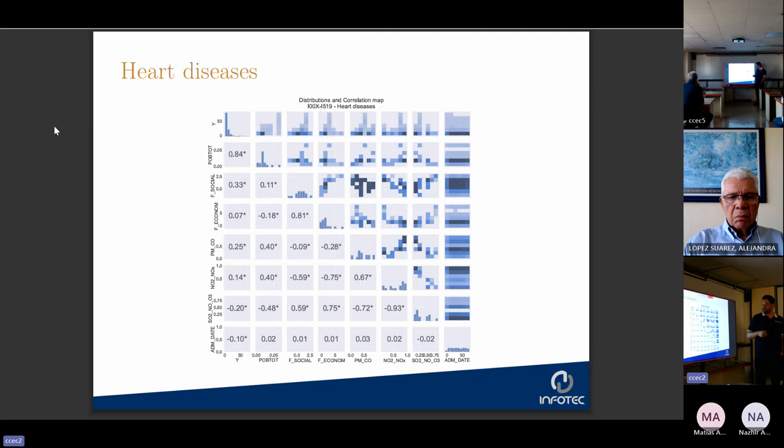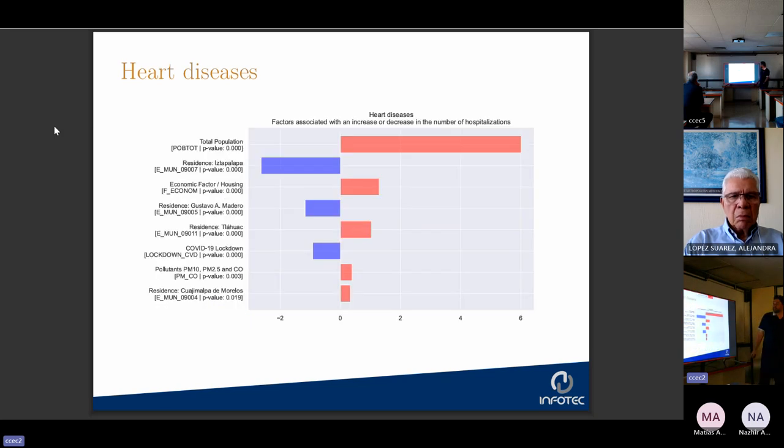We are using regression models. This is the final result of the iterative model. All these variables are statistically significant. The most important one in increasing the number of hospitalizations is the total population. But you can also see the economic factor has an importance in this model. Also, we can see that the COVID lockdown reduces the number of cases, and the pollutants, specifically PM and CO, also increase the number of hospitalizations by locality.